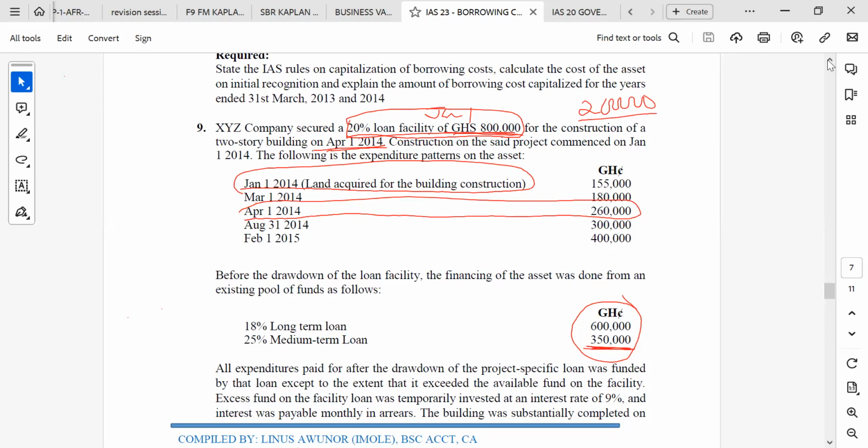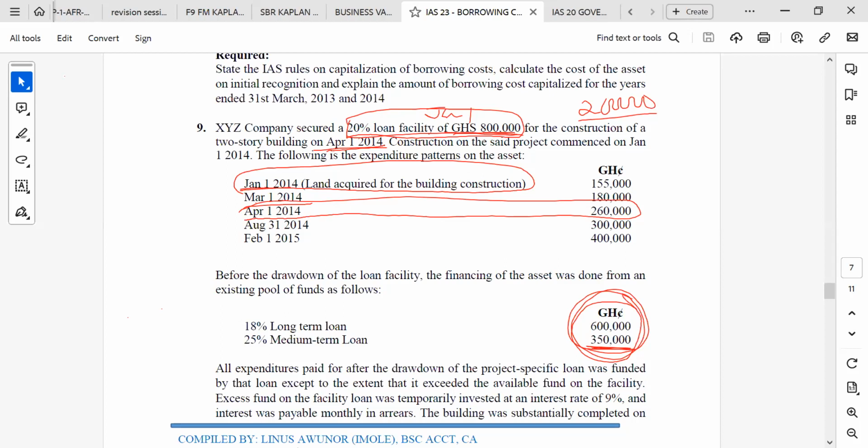So that is it. You can take a loan, but if you won't use it on the assets, you can't capitalize. You can only capitalize the borrowing cost when an expenditure or a borrowing cost has been incurred on the assets. So take note of that. So before that, from 1st January to 1st March, they were using the existing amounts. Let's go forward to see what they are saying.